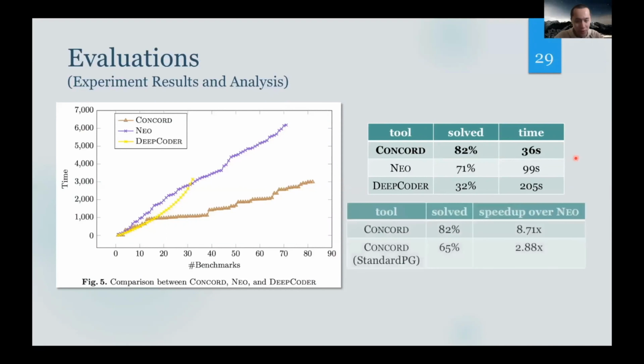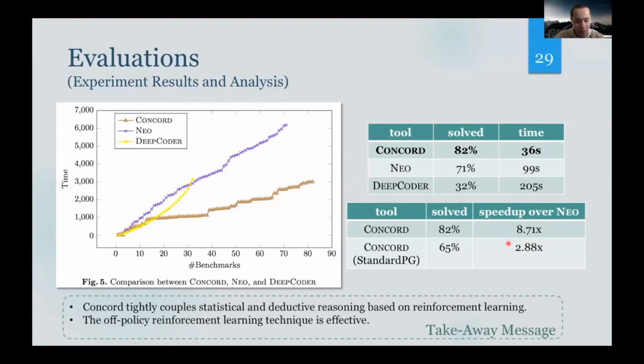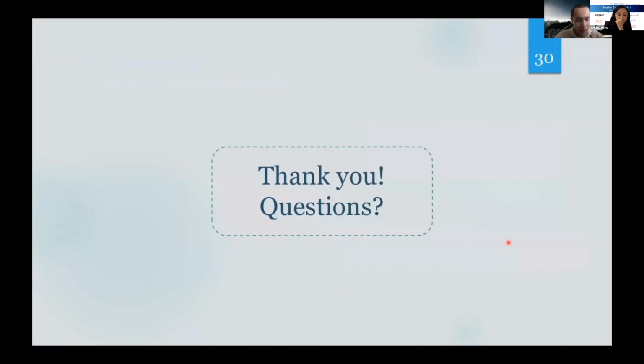For the second research question, we devised a variant of Concord with all the off-policy sampling learning removed. As you can see, this new variant solves fewer benchmarks, with a lower speed over Neo. So I believe this also answers the second question in a positive way. The takeaway message is that Concord can tightly couple statistical and deductive reasoning based on reinforcement learning, and the off-policy reinforcement learning technique is effective. For more details about the evaluations and their settings, as well as the ablation study, you can refer to our paper. With all this, I'm happy to take questions. Thank you.